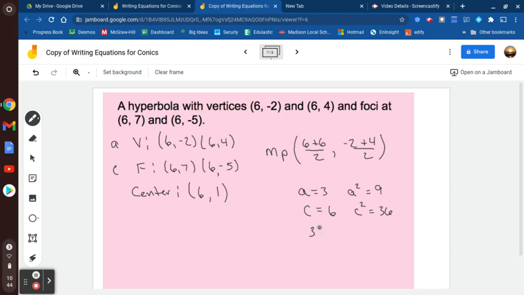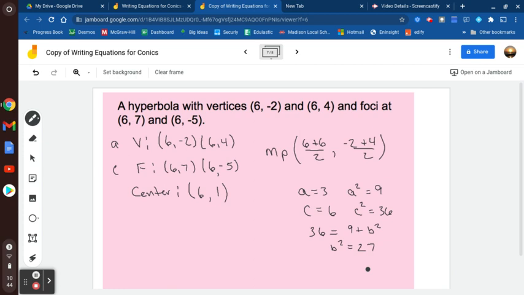So we're gonna say 36 is equal to 9 plus B squared. So B squared is equal to, what is that, 25? 27? Distractions off today.